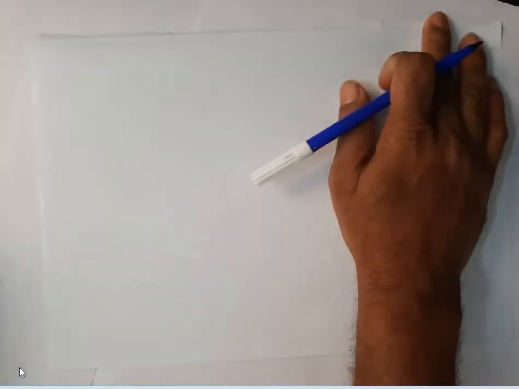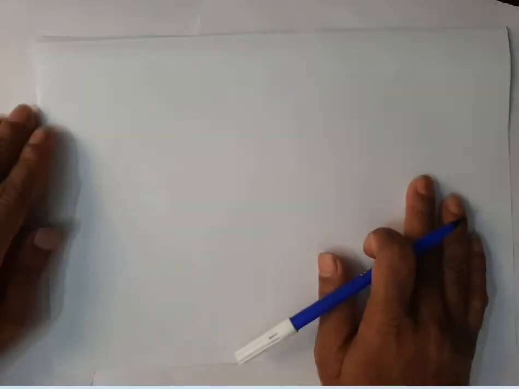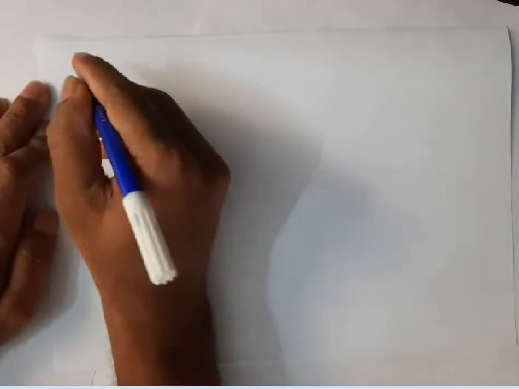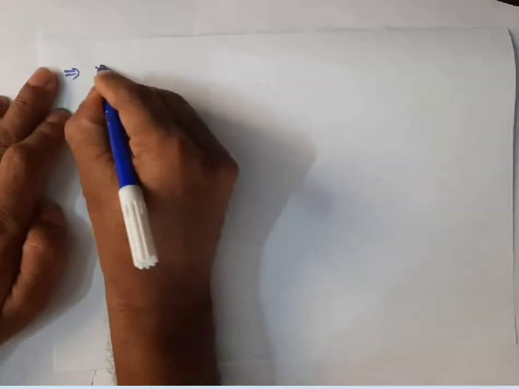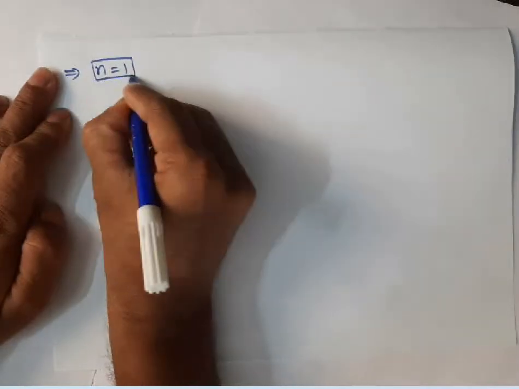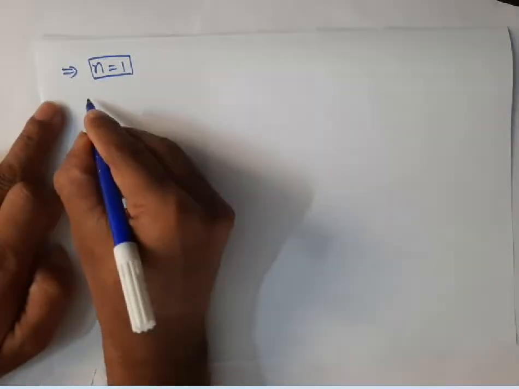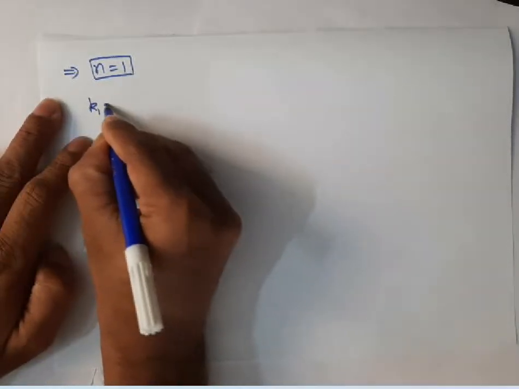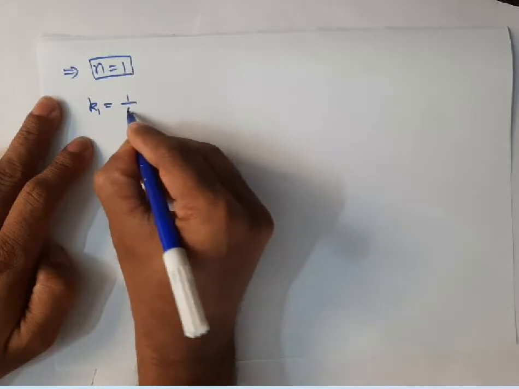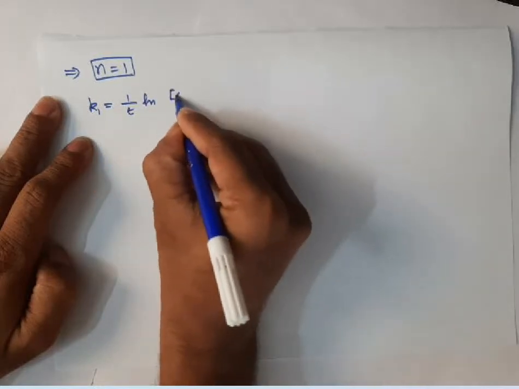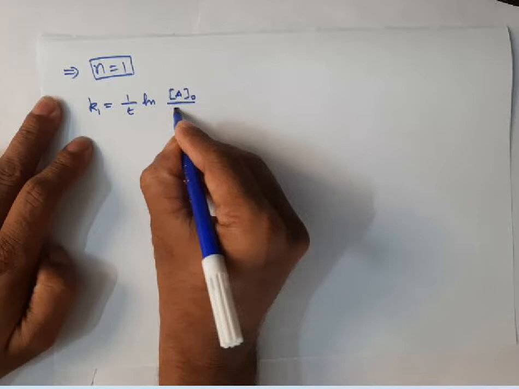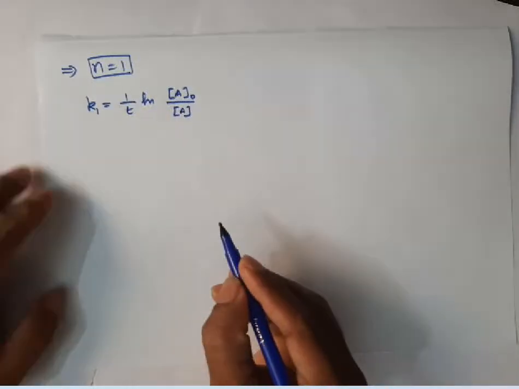So in this video I'm going to discuss some important features of first order reaction. So first order reaction, n equal to 1. This is the usual representation of order. We represent order with the symbol n. For first order reaction, we know very well the rate constant equals 1 by t ln initial concentration of the reactant over concentration of the reactant at time t.